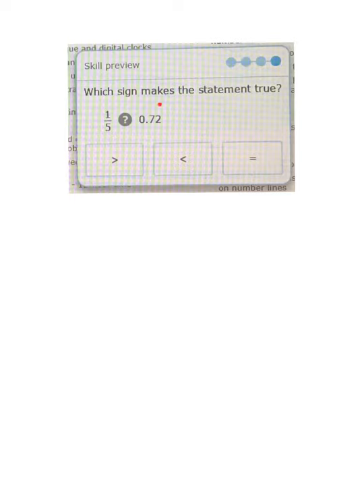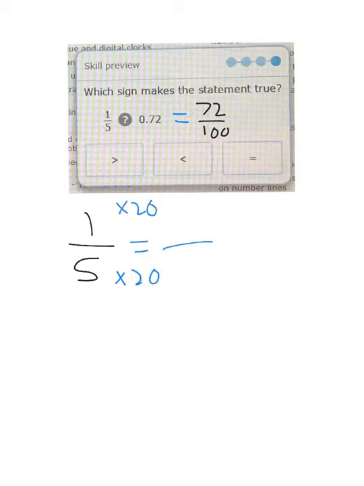In this last example, it's a similar situation where we're comparing 1/5 with 72 hundredths. So even as a fraction, 72 hundredths, it's not easy to compare. So I'm going to try to find an equivalent fraction for 1/5. If you are really good with your multiplication, you might notice that 5 times 20 equals 100. So then I could say 1 times 20 is 20.